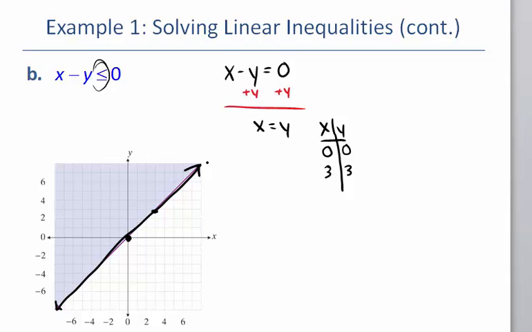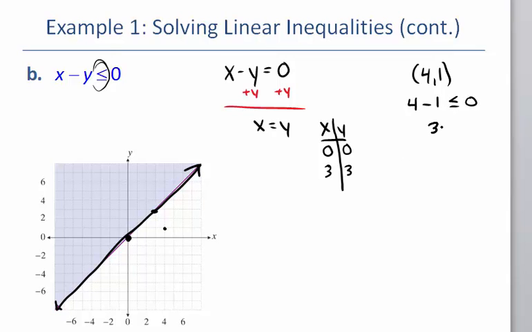Now the next step is to pick a test point. And so you pick a point. Pick any point that you want as long as it's not on the line. So I might pick, let's pick the point 4, 1. All right, so the point 4, 1 is right here. All right, and so then I'm going to plug that into the original equation. So for the x, I'm going to plug in 4, and for the y, I'm going to plug in 1, and make it less than or equal to 0.